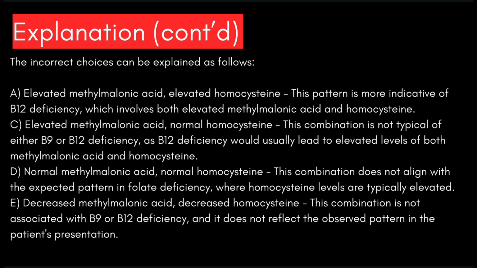Let's see why the other answer choices are incorrect. Elevated methylmalonic acid, elevated homocysteine. This pattern is more indicative of B12 deficiency, which involves both elevated methylmalonic acid and homocysteine. Elevated methylmalonic acid, normal homocysteine. This combination is not typical of either B9 or B12 deficiency, as B12 deficiency would usually lead to elevated levels of both methylmalonic acid and homocysteine.